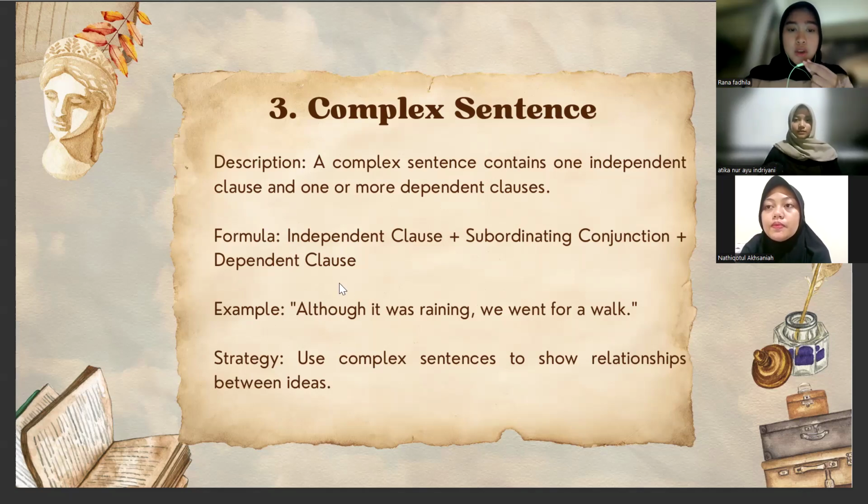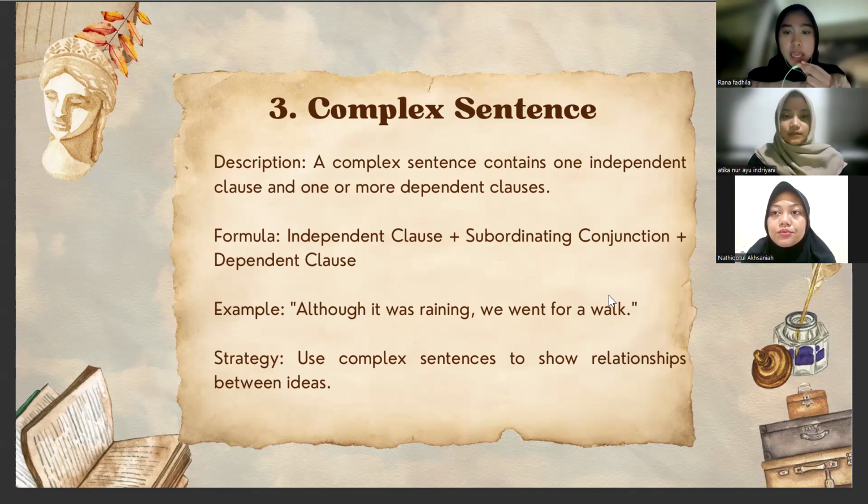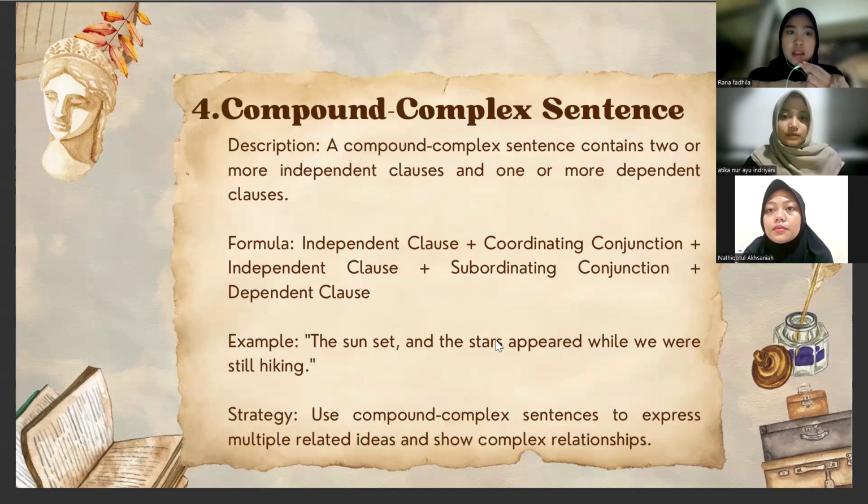This has one subordinating conjunction, one dependent clause, and one independent clause. We can know that the dependent clause, although it was raining, cannot stand alone and is not meaningful by itself. So the strategy is to use complex sentences to show relationships between ideas. Next slide.